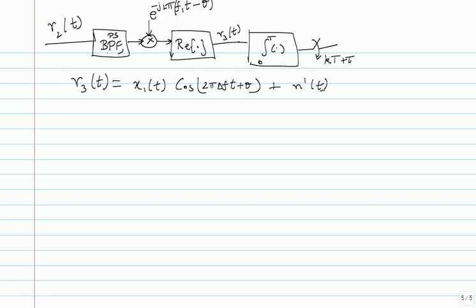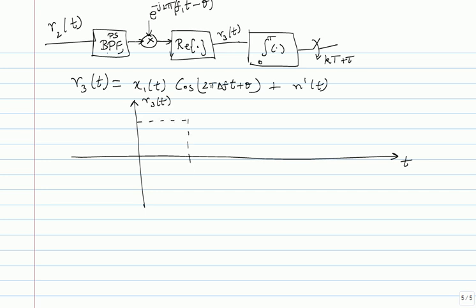You expected X1 of T. You're getting cos 2 pi delta F T plus theta. If delta F is 0, theta is 0, or you know theta roughly, so it's exactly X1 of T. There's no problem. But if you don't know theta and if you don't know delta F, it can be a different signal. So one way to get a feel for it is to try and plot X1 of T or R3 of T assuming a delta F not equal to 0.